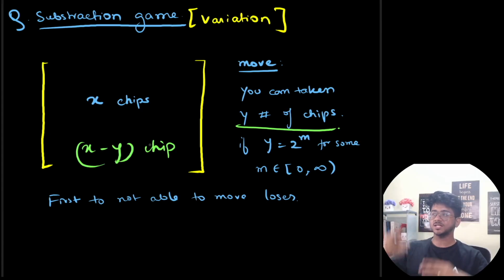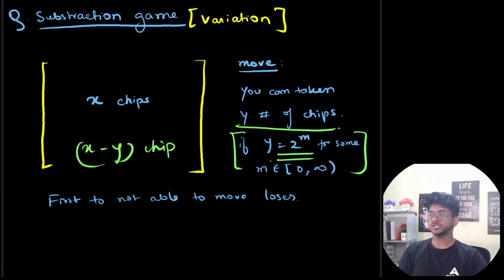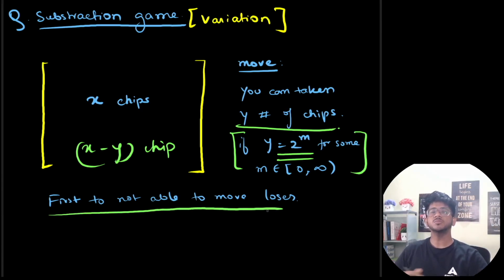So there are two players, and X minus Y chips would be there for the other player, okay? And you can take out any Y which is of the form 2 to the power M. So you can take out any power of 2 of the chips, and with that you transfer the move to the opponent. The first player who is not able to make a move loses. So if you cannot make a move, you lose. Okay, so that's the setup.